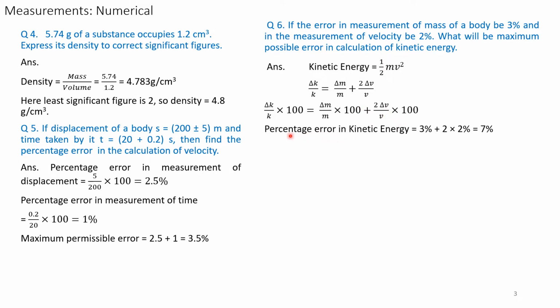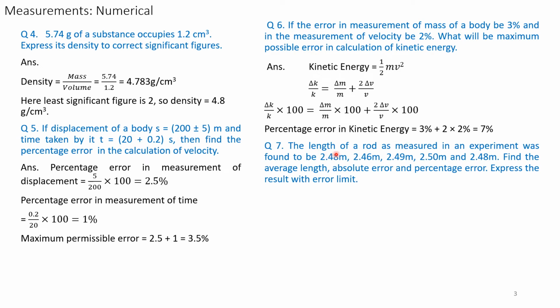Therefore, percentage error in kinetic energy is equal to, it is given delta m by m as 3%, plus 2 into delta v by v, which is given as 2%. 2 into 2%, that is, total 3 plus 2 into 2, that is 7% is the error in the kinetic energy.